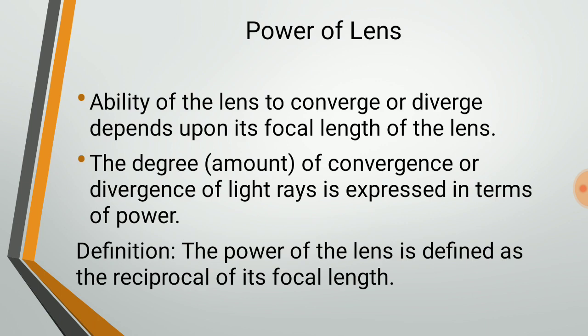The next topic is power of the lens. The ability of the lens to converge or diverge the light rays which are incident upon it depends upon the focal length. A lens will have a focal length of its own, which is provided by the manufacturer. So how much it converges or diverges depends upon the focal length. That degree of convergence or divergence is expressed as power of the lens. So, the proper definition is: the power of the lens is defined as the reciprocal of its focal length.